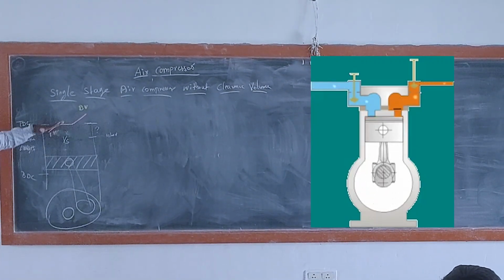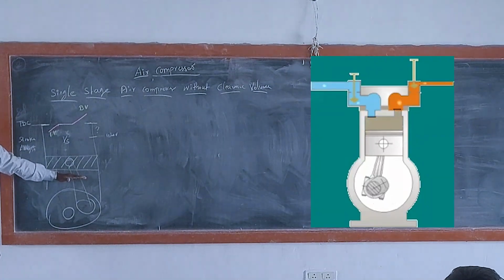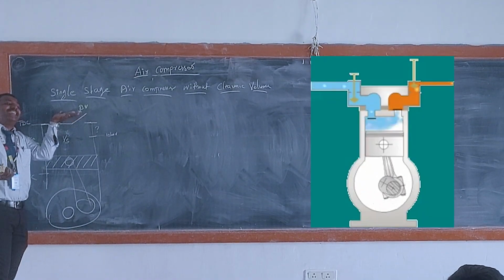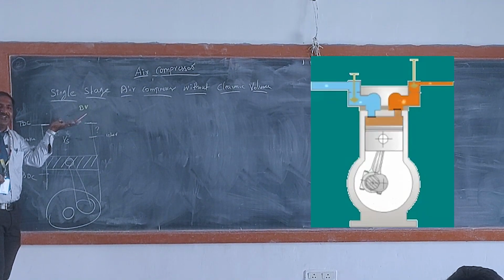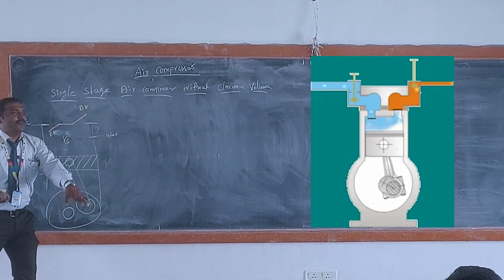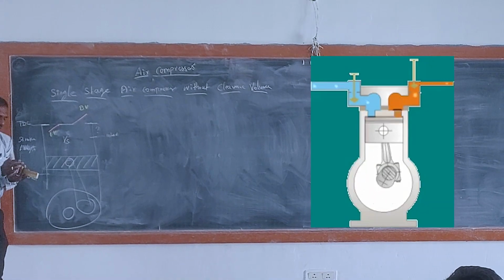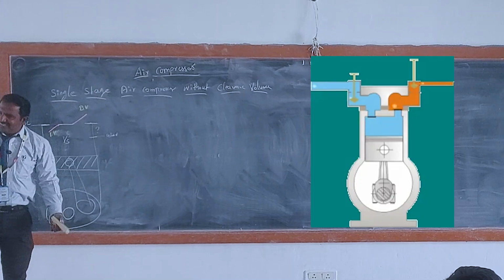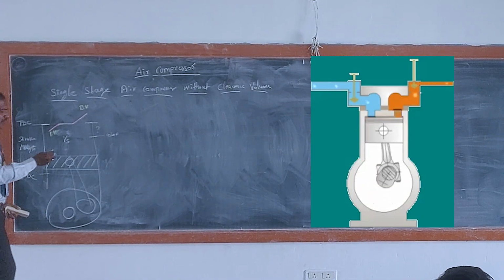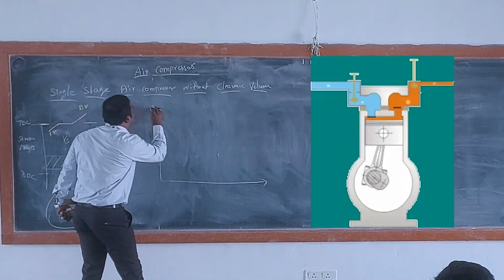So what happens? Stroke 1 is completely suction. Stroke 2 is compression till here, then delivery. Understood? So suction, compression, delivery: only 2 strokes. So for this, I will draw one PV diagram. We will also solve one small derivation. So first we will draw one PV diagram. For better understanding, we always go for the PV diagram.